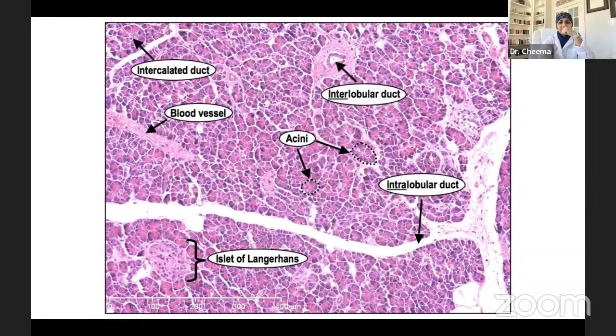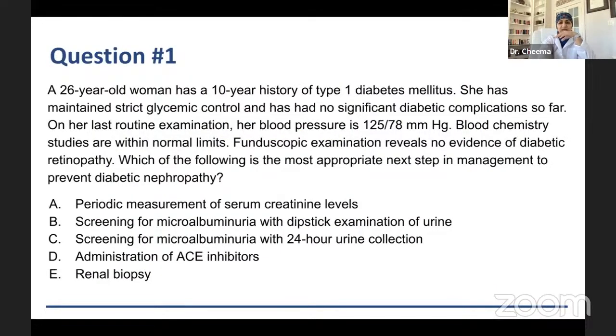So let's go over the case studies. Any one of you, please volunteer and read this case study for me? Yes, I can read it.